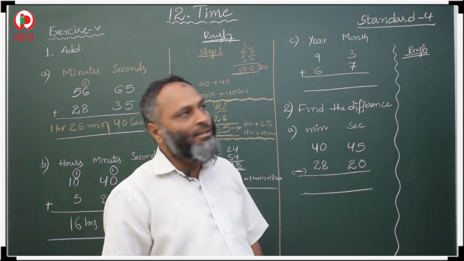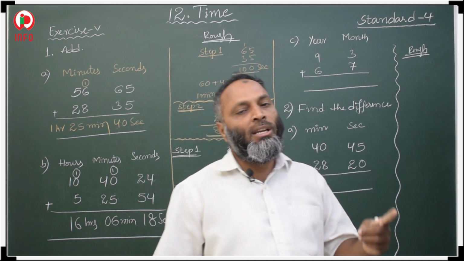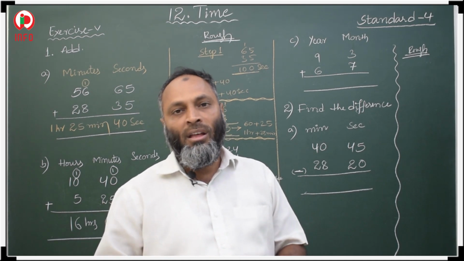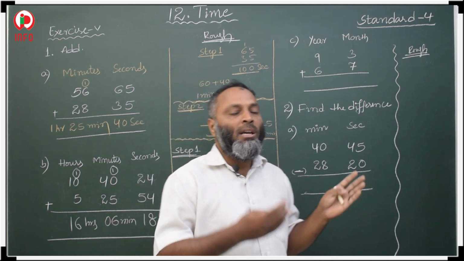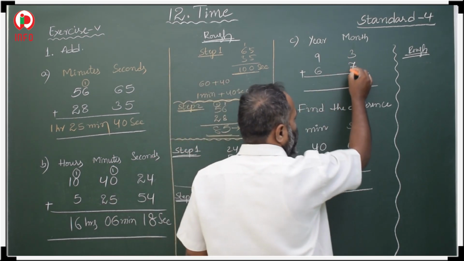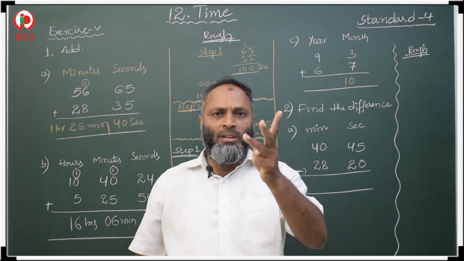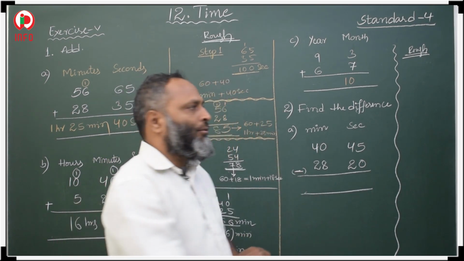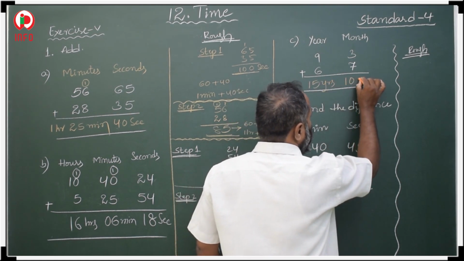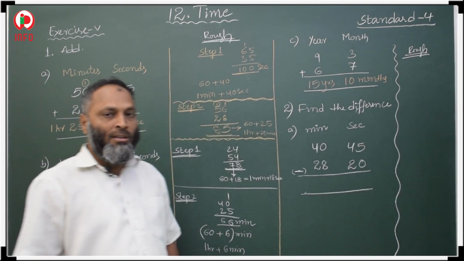So, why we should convert if it is 12 or more than 12? Because 1 year is equal to 12 months. So, that is why. If the sum of the months is 12 or more than 12, then in that case you should convert the months into months as well as years. Here the sum is less than 12. Just you take 10 as it is. 7 plus 3, 10. 9 plus 6, 9, 10, 11, 12, 13, 14, 15. It means 15 years. 15 years, 10 months. Okay.